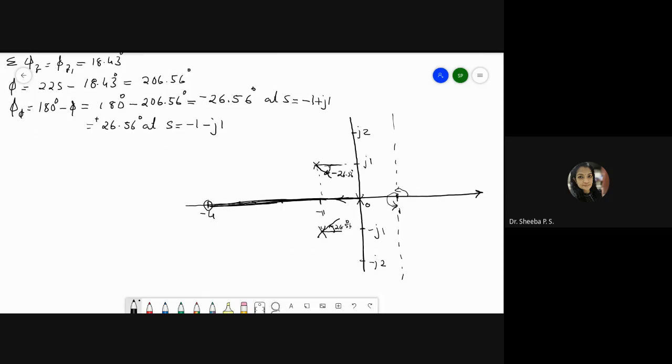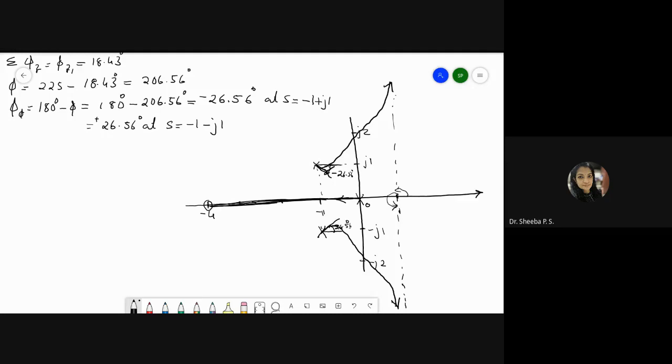So this locus is starting at an angle 26.56, but at the same time it should cut the imaginary axis at this point, and it is going like this. Here also it should start at 26 degrees, and it should be just intersecting the imaginary axis and going like this, because the root locus will be the same. So now it will be ending at infinity. So this is the root locus which we are getting.